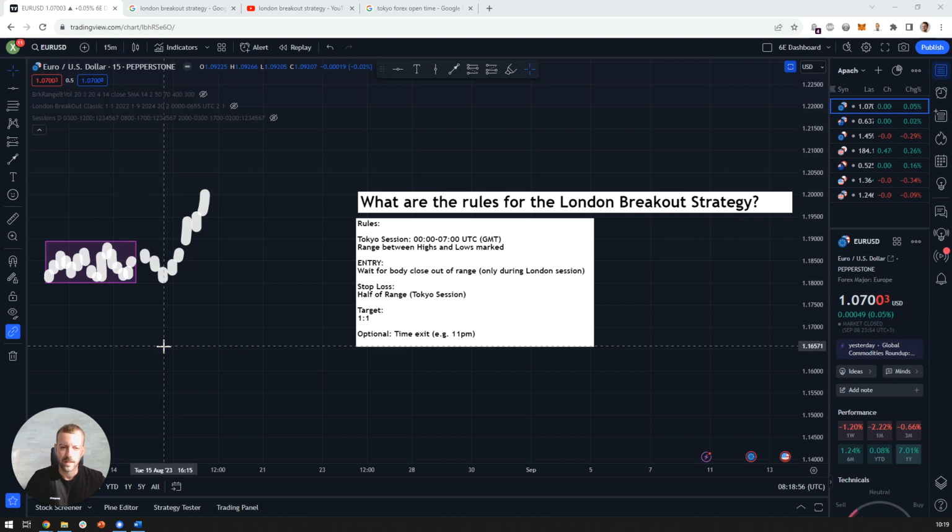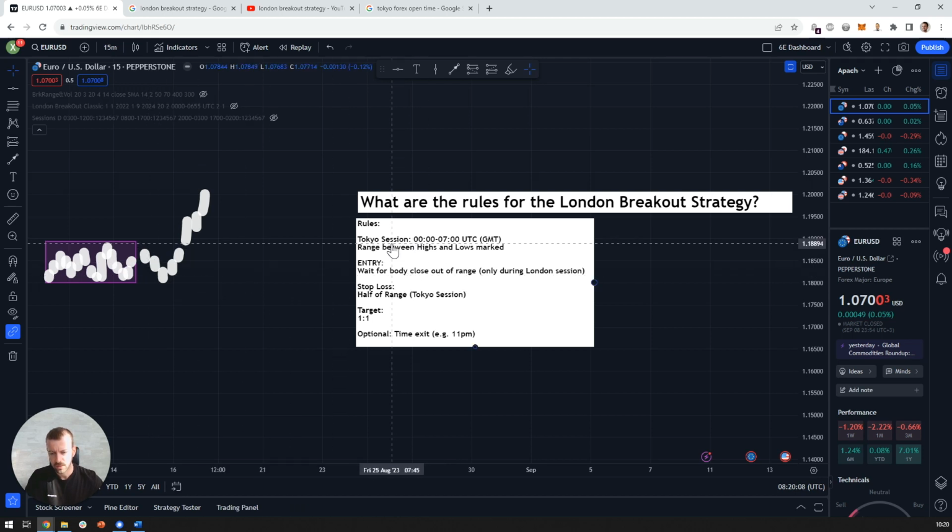So now we're going to take a look at the rules for the London Breakout Strategy, or what the London Breakout Strategy actually is. It involves identifying key price levels based on the Asia session right before the London session opens. So these key levels are typically the high and the low of the previous Tokyo session, and if a breakout takes place during the London session, we will just simply follow the trend. So let me demonstrate that for you.